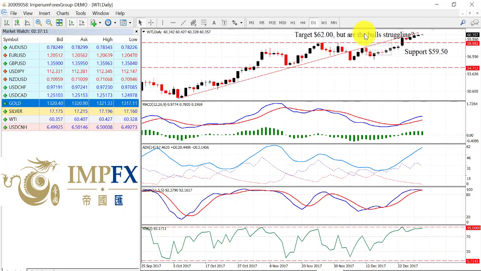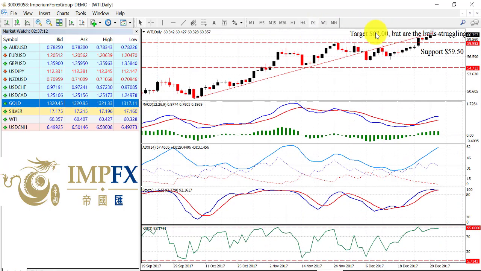Oil also gives a question of can it sustain its rally after the break above 59. Now it looks towards 62, but the RSI and also the stochastic are not fully supportive of this move. Therefore, we could see a retreat from the current levels and look back to 59.5.